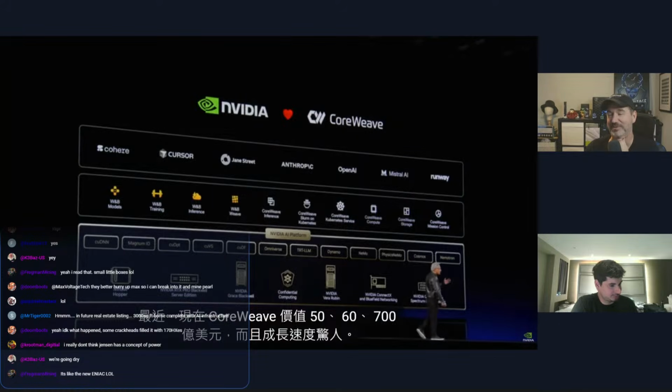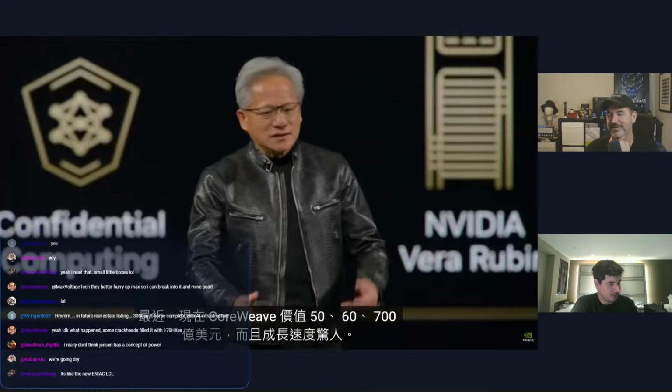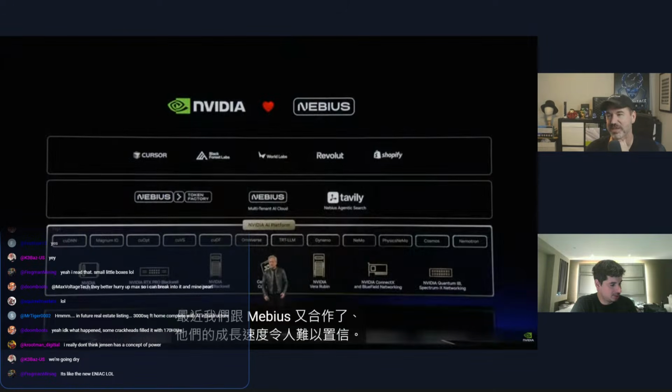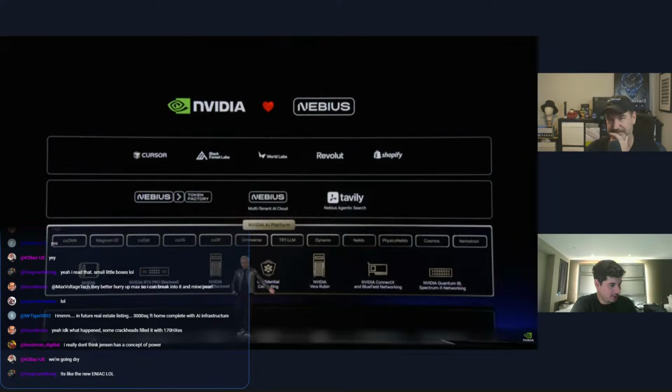CoreWeave grew incredibly fast. They started as a Bitcoin mining company. Nebius, and again, they're growing incredibly fast. Each one of these clouds has incredible customers: Cursor, the software coding company, they started just 3-4 years ago, I think. Black Forest Labs, image generation, World Labs, foundation models.